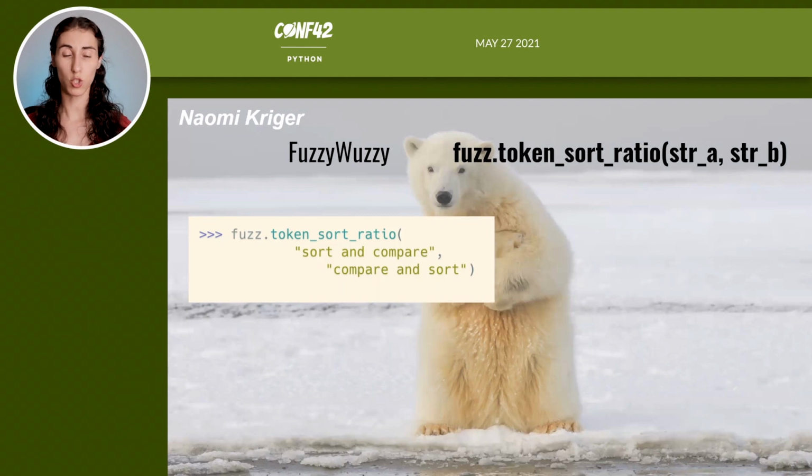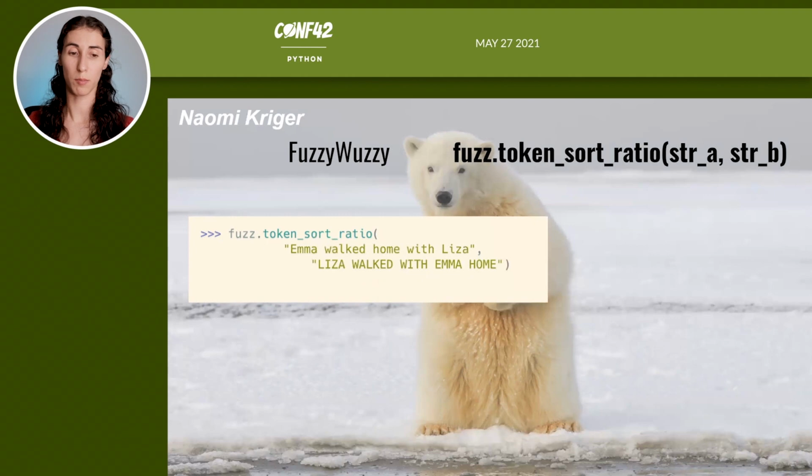So here we can see sort and compare versus compare and sort would produce a similarity score of 100. Now, moving on to a more realistic example, we can see Emma walked home with Lisa versus Lisa walked with Emma home. In this case, the similarity score would be again 100. It also teaches us that fuzz token sort ratio is not case sensitive.